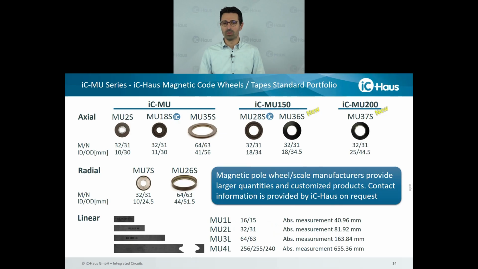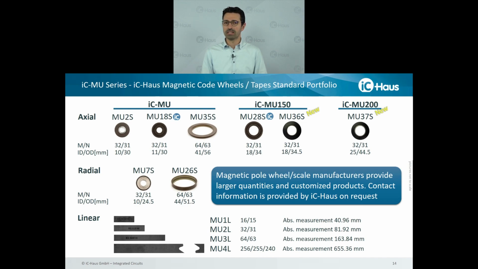So I promised I have a last slide for you regarding magnetic code reels and linear tapes. What you can see here, we have some of these magnetic code reels and tapes in stock to provide you some samples for the first mock-up sample to getting a really easy start in the laboratory. So we have axial and radial magnetic code reels in different diameters for the iC-MU available. We have also an injection molded magnet, the MU18S available, which is our design, and we provide it also in series quantity, the same as for the MU150 and the MU28S.